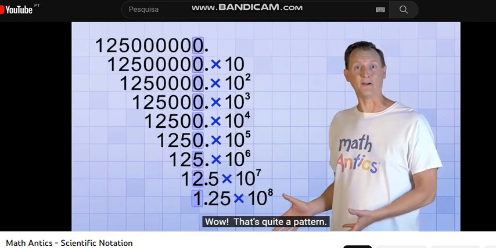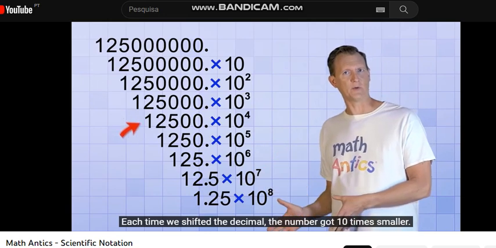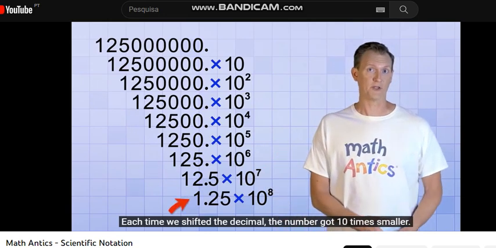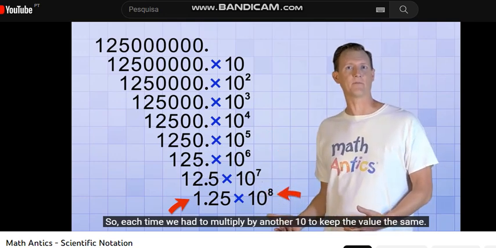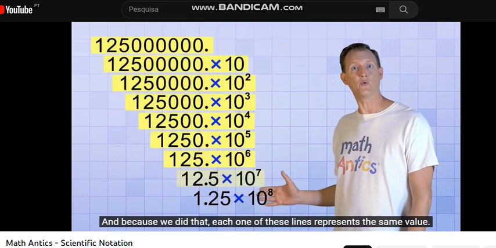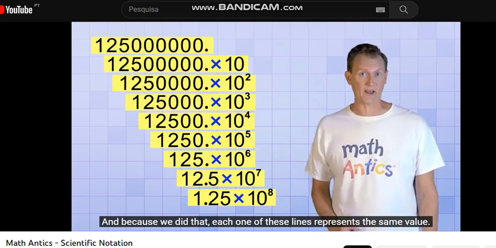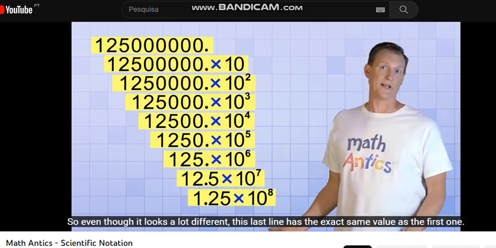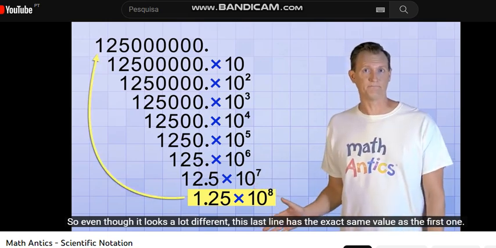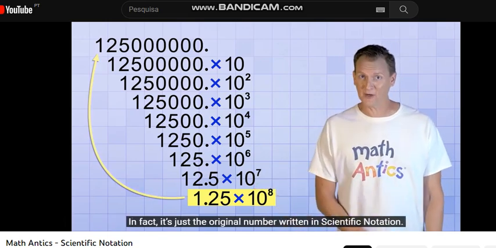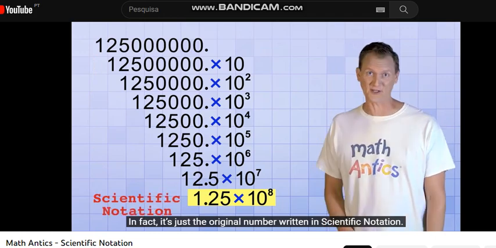Wow, that's quite a pattern. Each time we shifted the decimal, the number got 10 times smaller. So each time we had to multiply by another 10 to keep the value the same. And because we did that, each one of these lines represents the same value. So even though it looks a lot different, this last line has the exact same value as the first one. In fact, it's just the original number written in scientific notation.